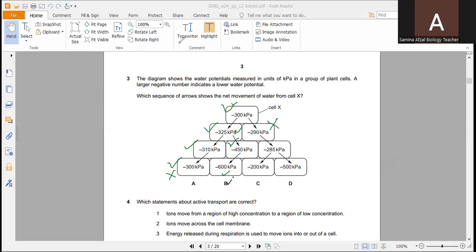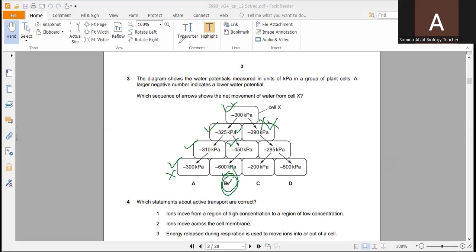So you can see minus 290 is a higher water potential as compared to minus 300. So water will not move in this direction. Water will always move from higher water potential towards lower water potential. So in this way, you can see the route which the water will follow from cell X towards the others. So it is only B.